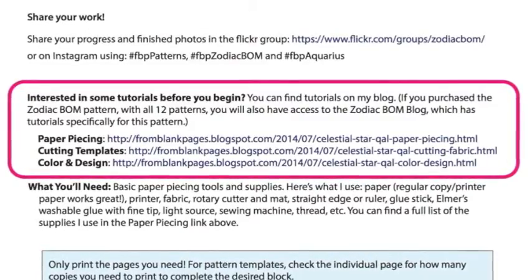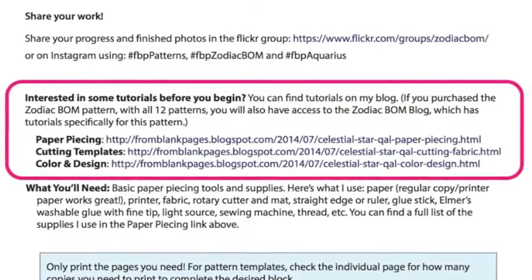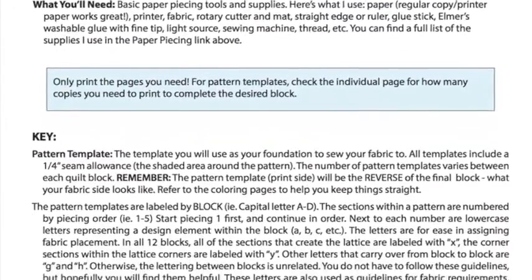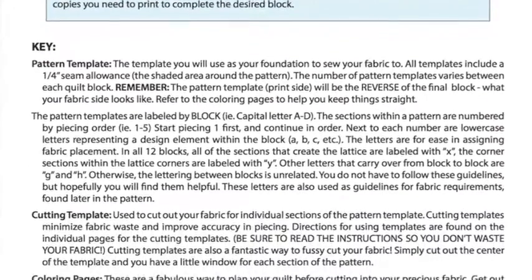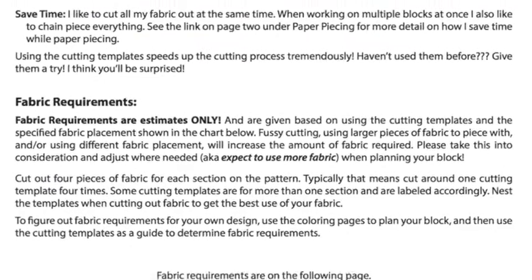I will also be providing some video tutorials for using the cutting templates as well as how I paper piece, so watch for those on the Zodiac BOM blog. The rest of the page and the next are tips and information you can read over. I will talk more about some of these things in other videos.